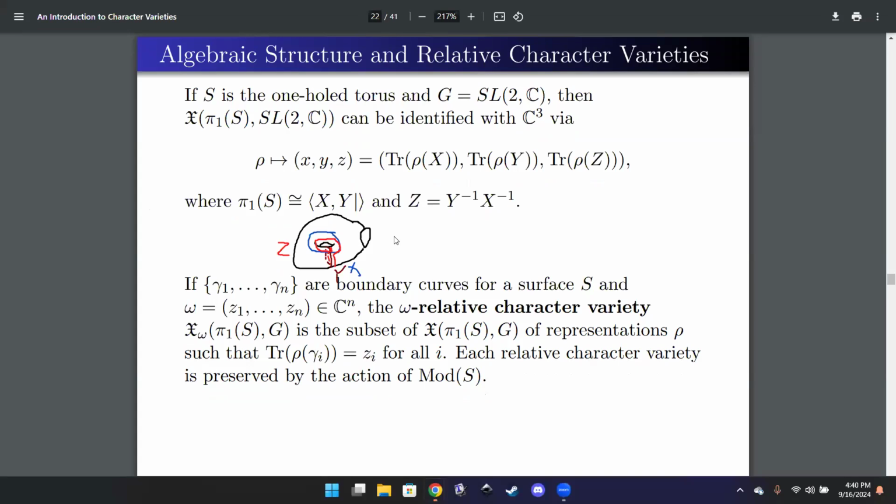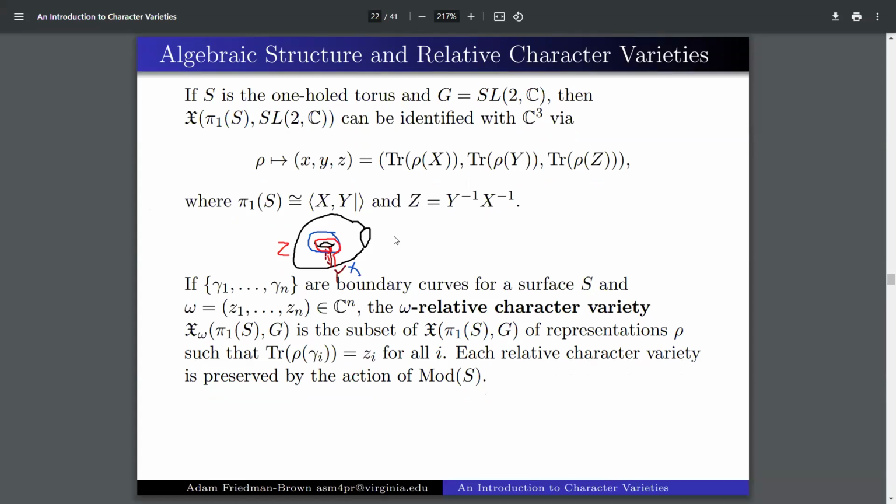And the traces of the rho images of these three loops exactly determine the representation perfectly. It fully identifies with C3. Every point in C3 has an associated representation into SL2C.